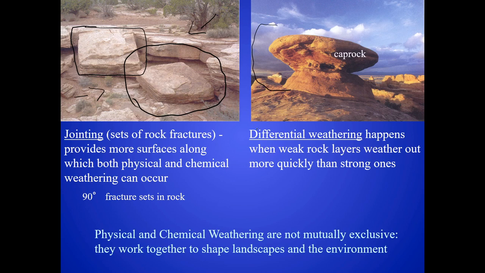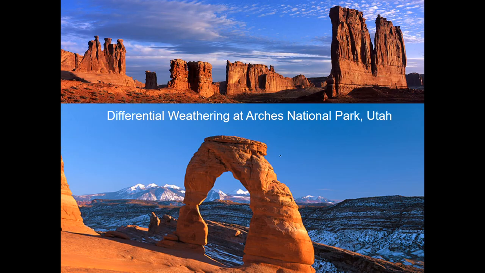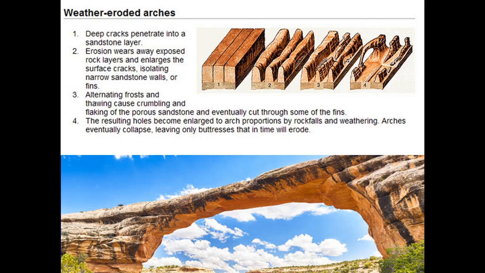I want to shift gears a little bit and talk about differential weathering. Differential weathering is when you have weak rock layers that weather out more quickly than strong ones. It's kind of cool because it produces a lot of interesting environments, like Arches National Park, and it creates these dramatic structures that stand up tall among other places. All this stuff is created by differential weathering.